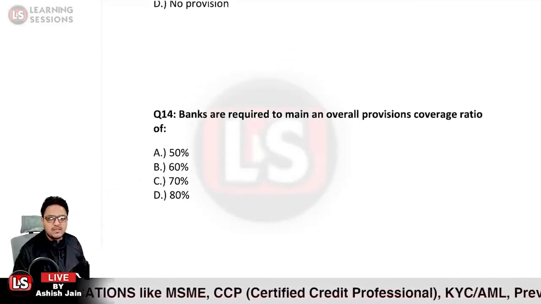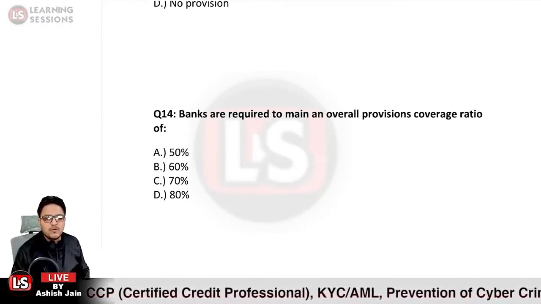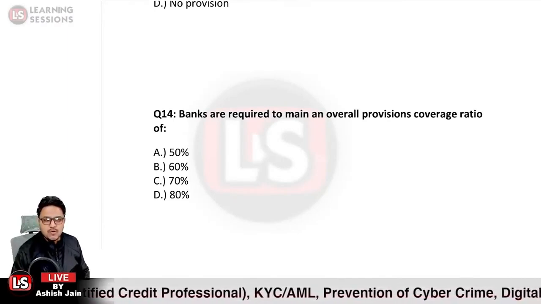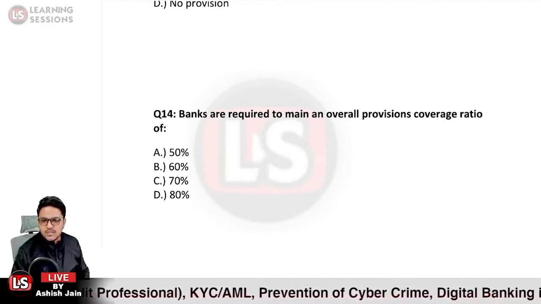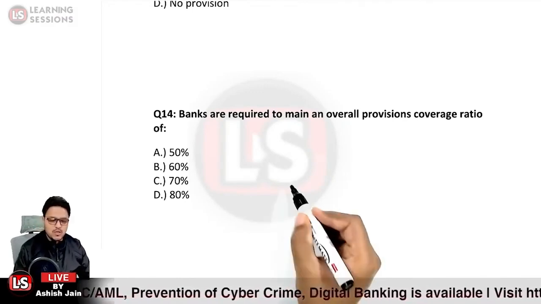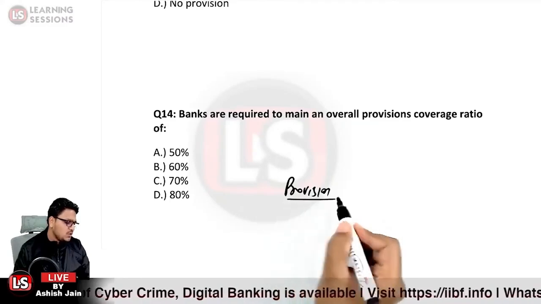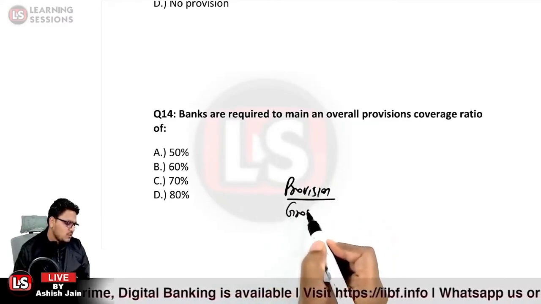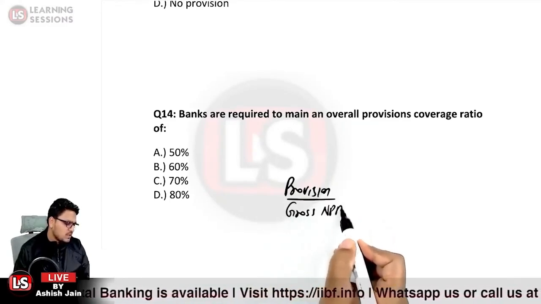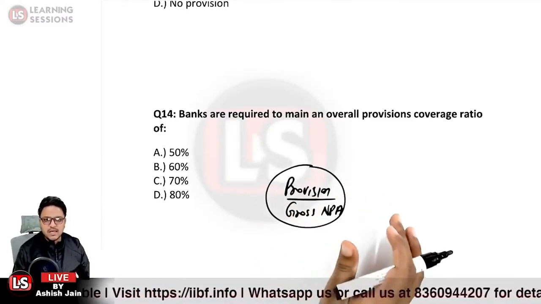Okay. Next, it is related to banks being required to maintain an overall provision coverage ratio of what percentage. The provision coverage ratio is basically the ratio of provision to the gross NPA. So this is the provision amount that is to be created. This is the PCR, and what is the right answer?